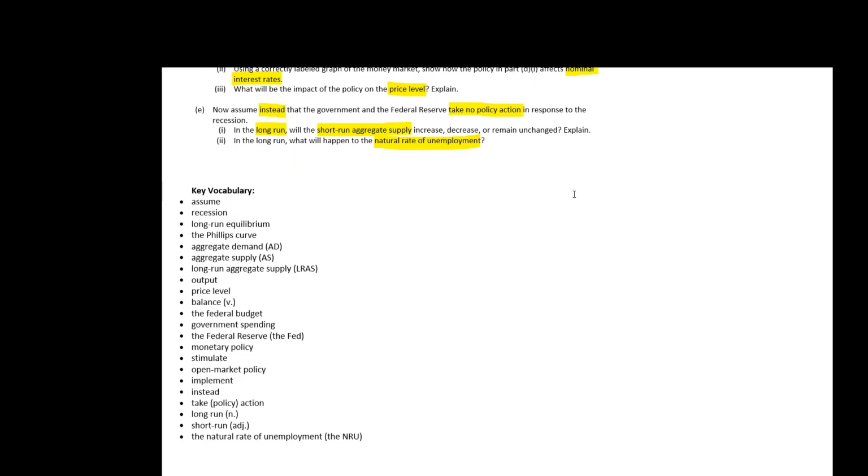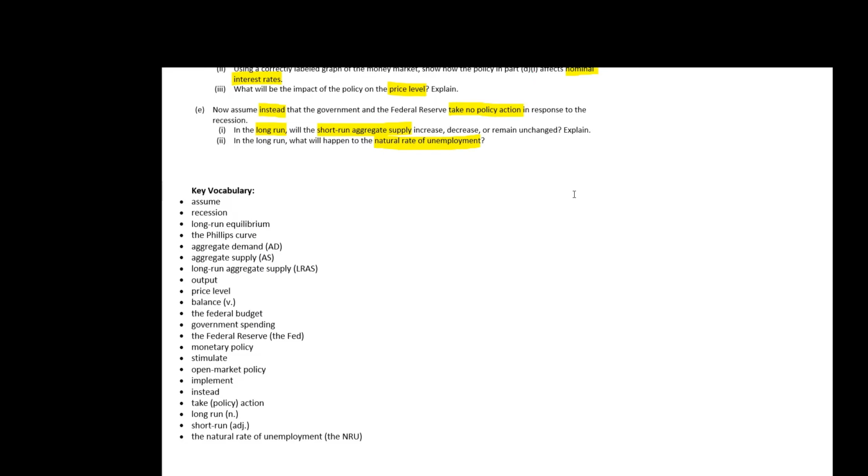Instead is a relatively simple word. It suggests a change in meaning. So rather than doing something, you do something else. Instead of doing something, you do something else. In this case, taking no policy action. So take action means to do something, to implement something.